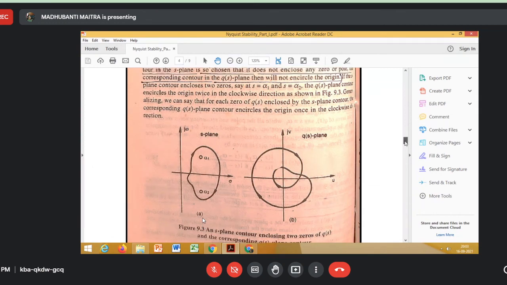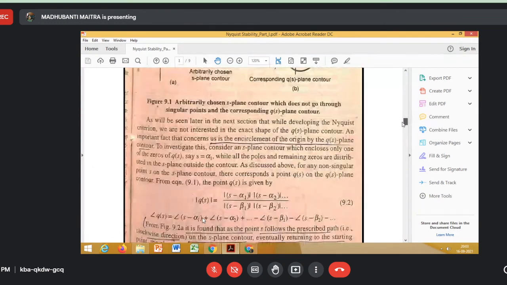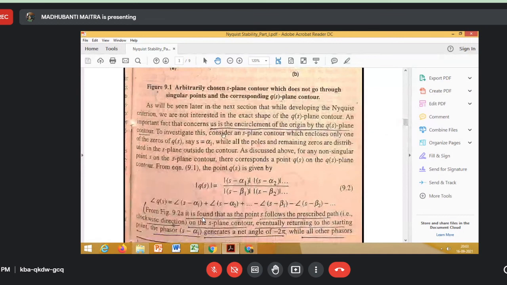So, let's get back to this equation. Now, delta QS will be equal to minus 2 pi because of this alpha 1. This alpha 1 is being enclosed by the S-plane contour, minus another 2 pi because alpha 2 is now being enclosed. The second zero is being enclosed by the S-plane contour. So, delta QS will be equal to 2 into minus 2 pi.